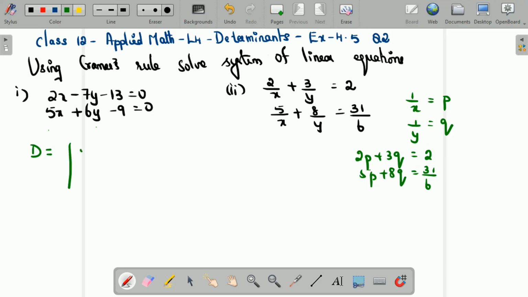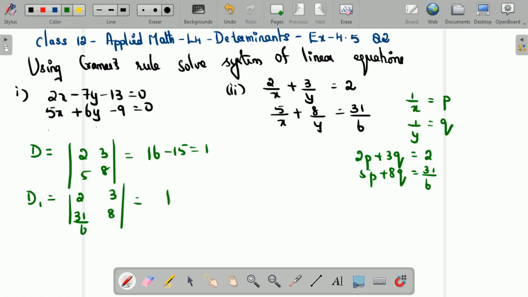So this is going to be equal to 2, 3, 5 and 8. So if you compute, it is 16 minus 15, which is equal to 1. Now determinant D1 is going to be equal to, I'm replacing that x part with the value here. So 2, 31 by 6. In this case, it is 3, 8.